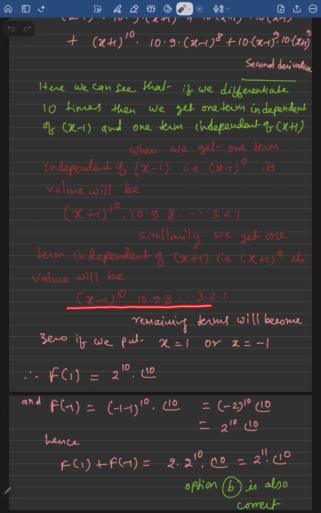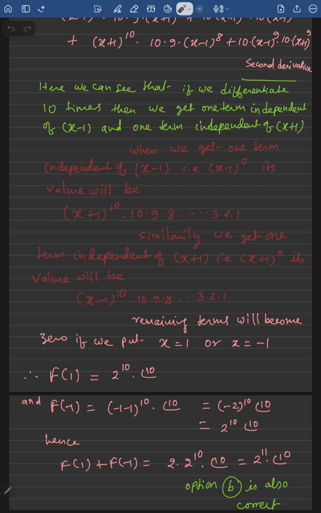And when your expression is independent of x plus 1, that is f of minus 1, if you have to find it out, then we will go through this one. So (minus 1 minus 1) power 10, that is (minus 2) power 10, into factorial 10. So f of minus 1 gives you 2 to the power 10 into factorial 10. Why? Because power 10 is an even number, so the sign is plus. So these two are the same. So f of 1 plus f of minus 1 will give you 2 to the power 11 into factorial 10, because it is twice of 2 to the power 10 factorial 10. So option B is also correct.